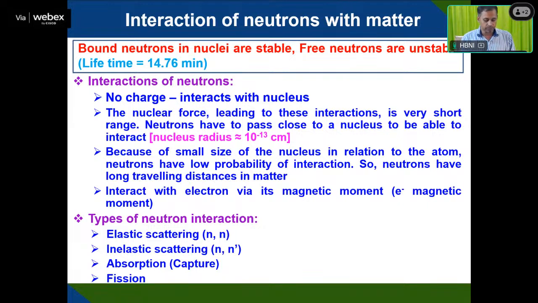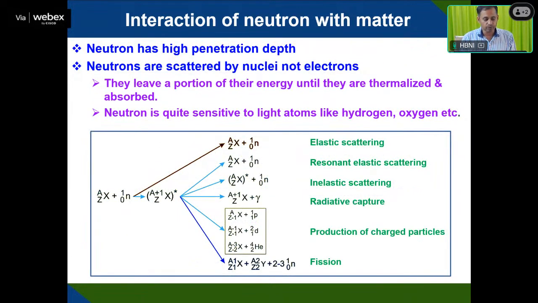The neutron can be absorbed, that is captured, and it is a radiative capture if gamma ray emission is there. Or the neutron can undergo a fission reaction with heavy materials. The neutron has a higher penetration depth in comparison to others, and neutrons are scattered by the nucleus, not the electron. X-rays interact with the electrons, but the neutron goes inside and is scattered from the nuclei rather than electrons, and it loses a portion of its energy until it is thermalized or absorbed.